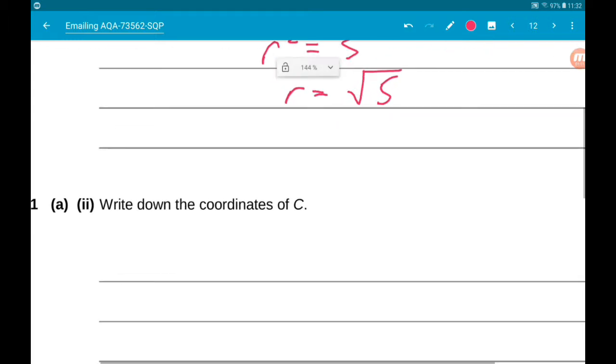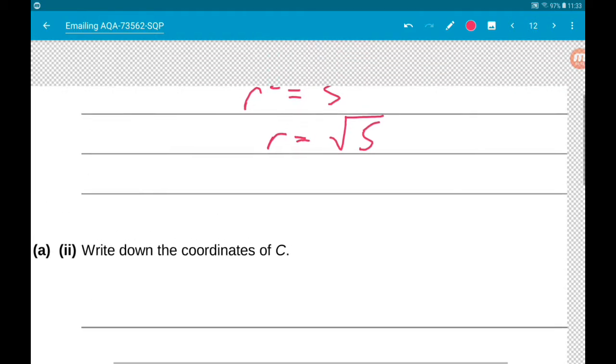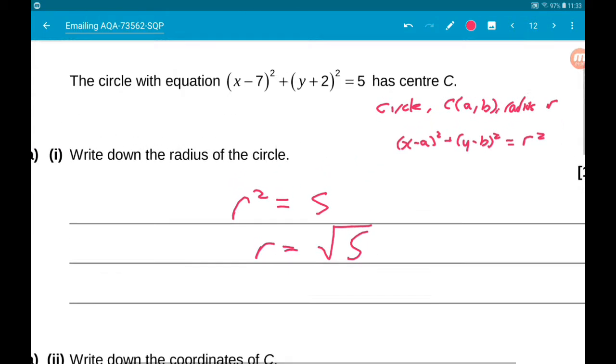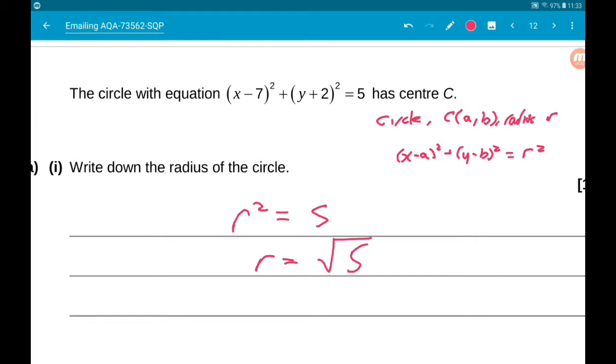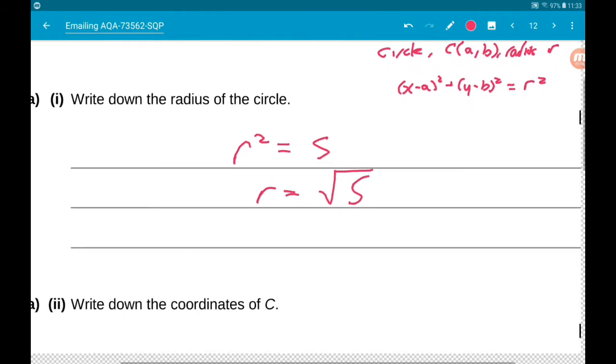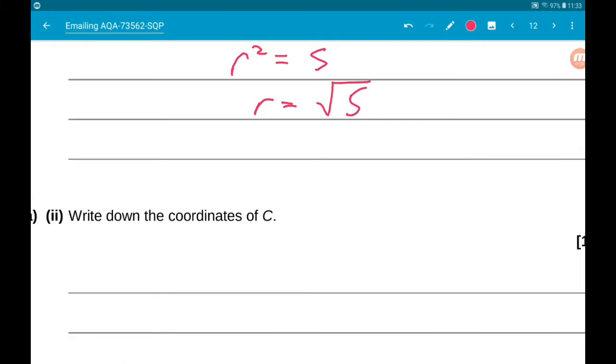Part 2 of A wants us to write down the coordinates of C. So we've got (x − 7)² and (y + 2)². So it's going to be (7, −2).